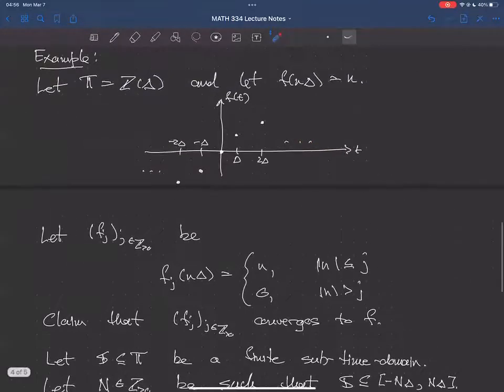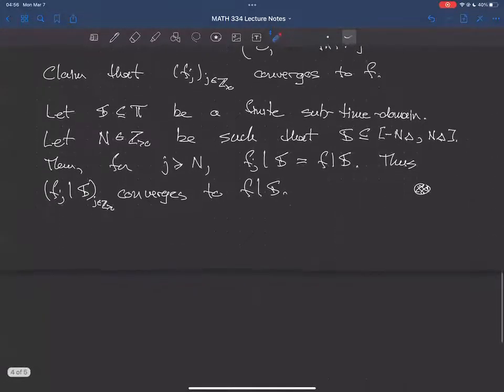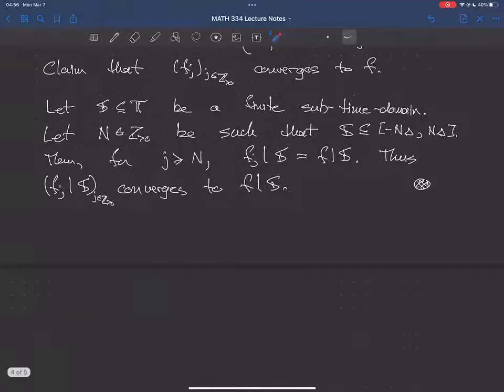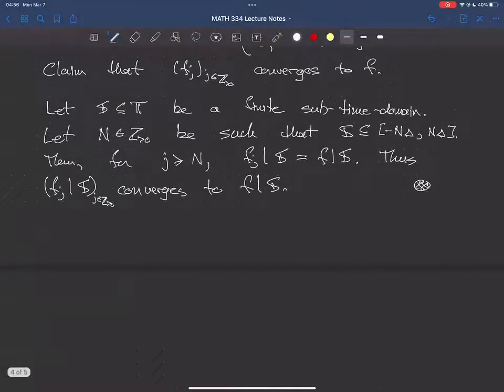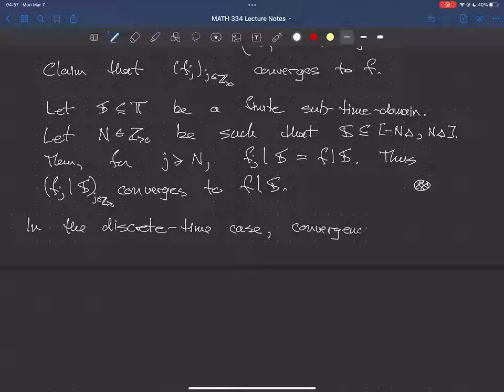Now, there's a facet of this that comes out through this example, and that is that this convergence doesn't depend on P. So this is only in the discrete time case. In the discrete time case, convergence doesn't depend on P.